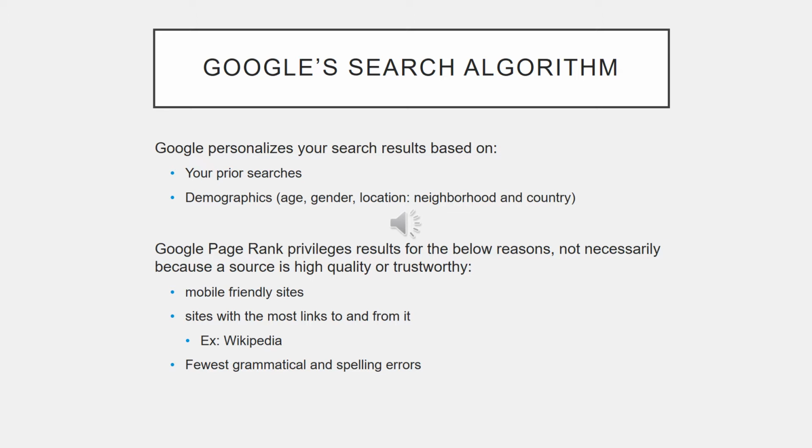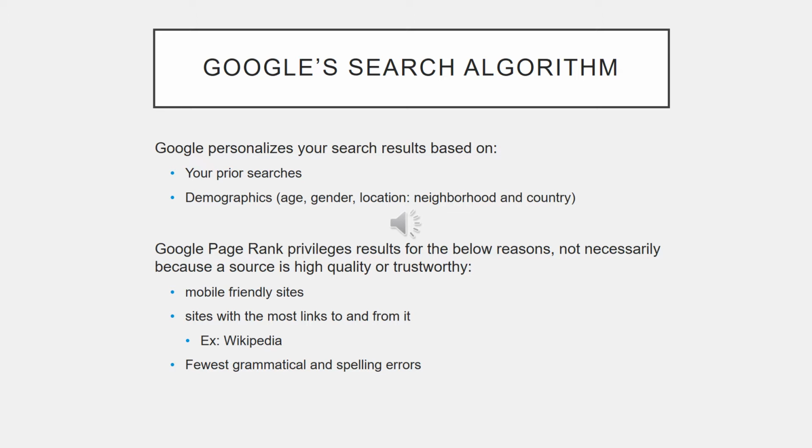It's important to understand how Google prioritizes results at the top of its results list, and to keep in mind that results at the top are not necessarily there because they're higher quality than other results further down. It's helpful to understand how Google personalizes your search results and how Google PageRank works. Google personalizes your results based on your prior searches and your demographics, which include your age, gender, location, such as neighborhood and country. You could be sitting next to a friend in a computer lab, type in the same exact search terms, and get different results. It's also important to understand how Google PageRank privileges results compared to other results.